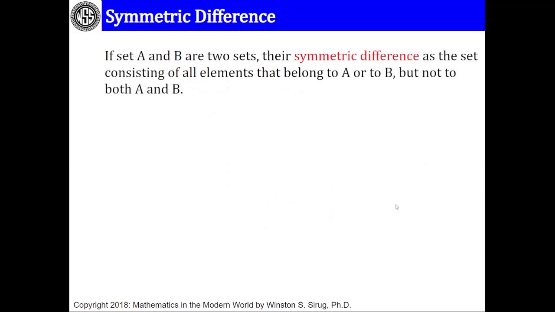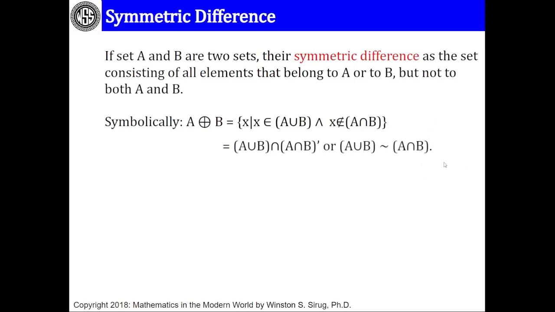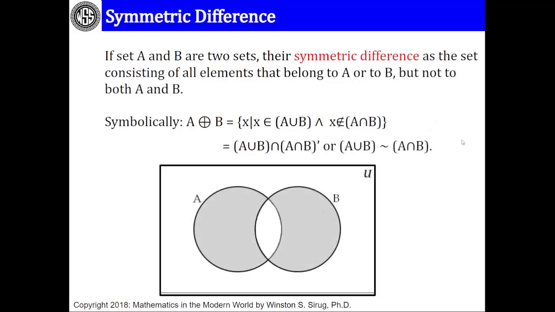Okay, so symmetric difference. If set A and B are two sets, their symmetric difference is the set consisting of all elements that belong to A or to B but not to both A and B. So, symbolically, A symmetric difference B is equal to X such that X is an element of A union B, then X is not an element of A difference B. So, yung naging intersection nila ay mawawala. Ang values ng X ay nandito lang sa part ng A and part ng B na hindi nag-intersect.